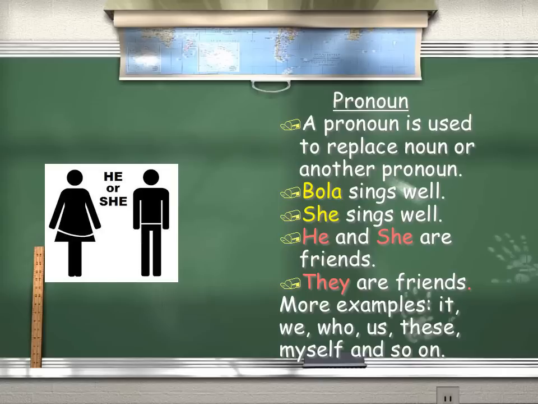The second example: he and she are friends. So he and she are pronouns. The next sentence says they are friends. So they here is used to replace he and she. More examples of pronouns are it, we, who, us, these, myself, and so on.